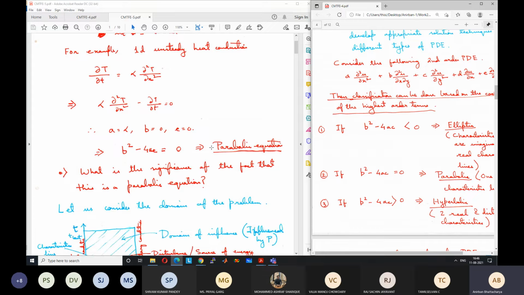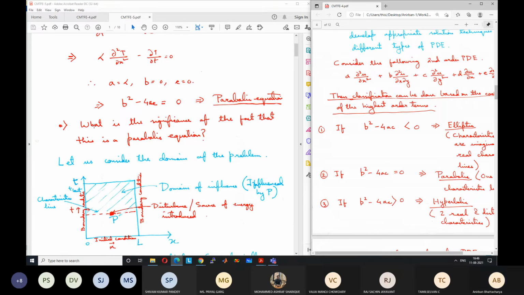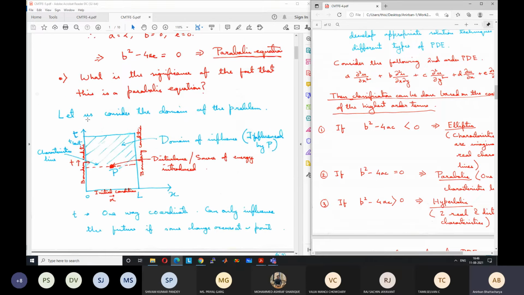Again, the same question comes. We have found that this is a parabolic equation. So what? You are claiming that this is a parabolic equation by showing some calculation. But what is the physical significance of the fact that this is a parabolic equation? What more understanding can we get based on the nature of this equation? Okay, so let us take a look at the domain of this problem.